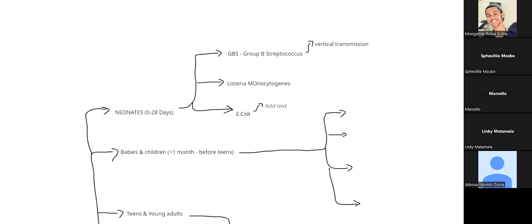And then the Listeria, also vertical transmission, in which it can cross the placental barrier and infect the fetus or be transmitted during childbirth. So the key thing to remember is the vertical transmission.